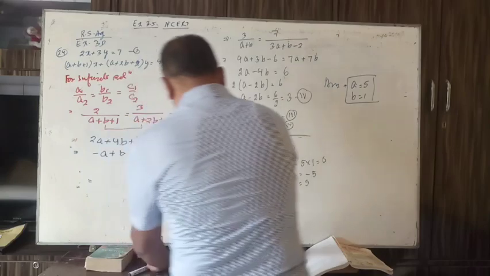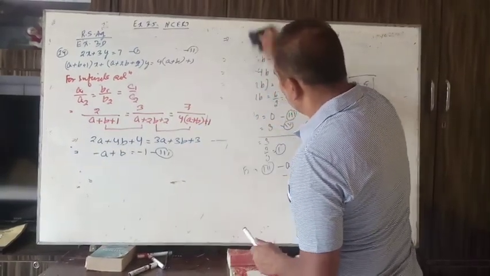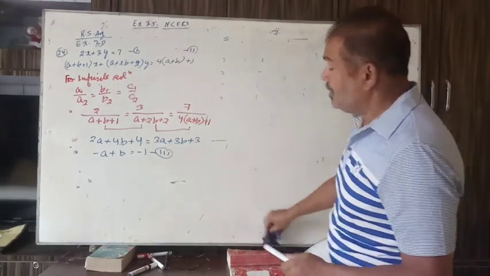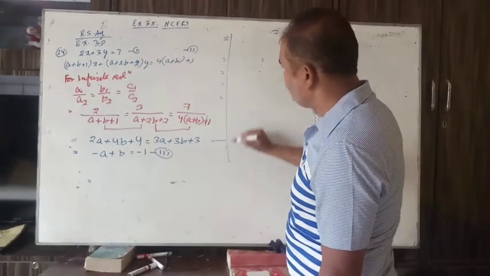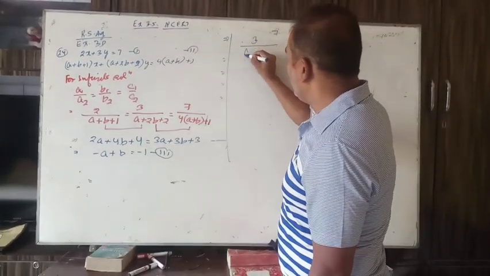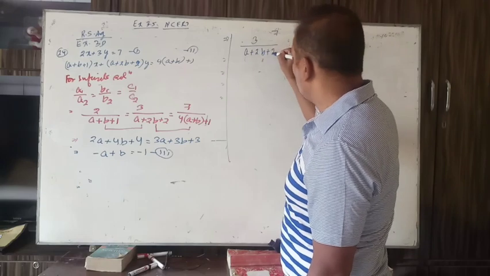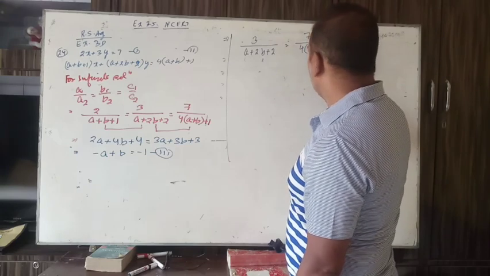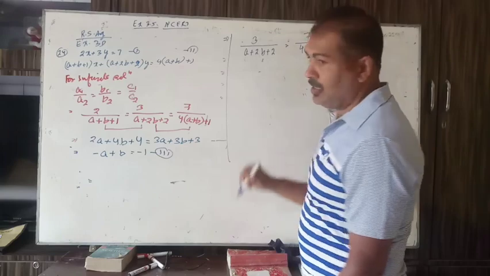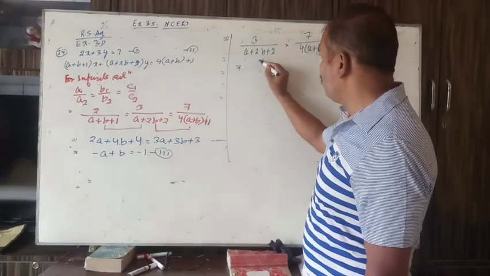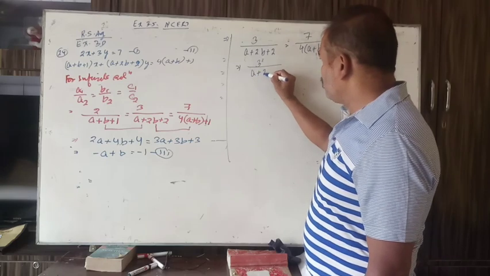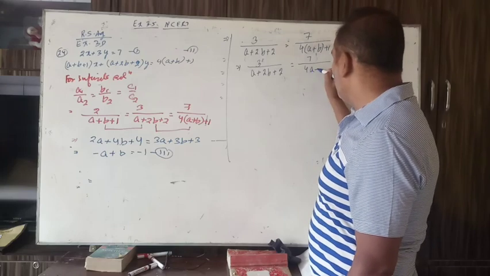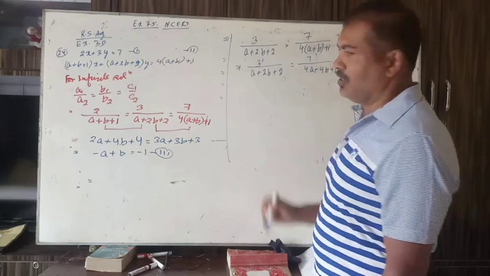Then similarly, we'll compare the second and the third, meaning the coefficient of y and the constant, and we will derive one more equation. 3 upon (a plus 2b plus 2) is equal to 7 upon 4 into (a plus b plus 1). Again we will do cross multiplication, but before cross multiplication we will solve the denominator of the second one, that is equal to 4a plus 4b plus 4.